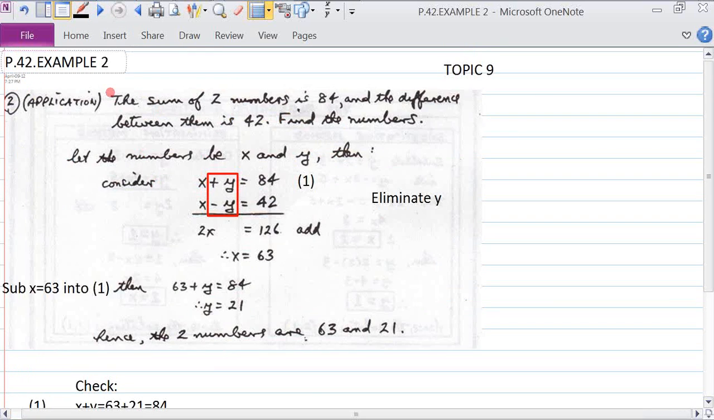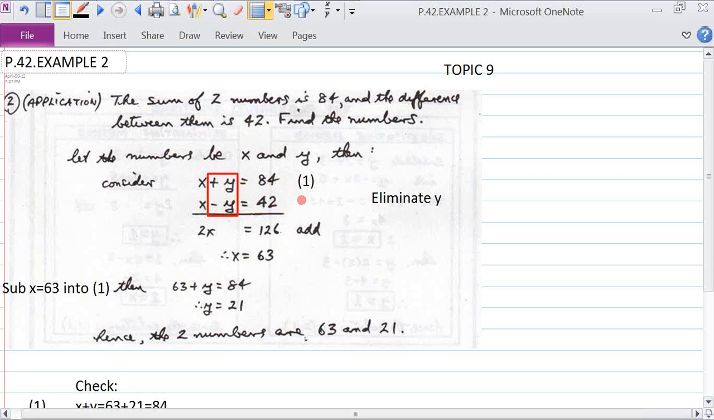Another application in order to do the solution is we're told, in a word problem, the sum of two numbers is 84. So if we let x be the first number and y the second number, x plus y equals 84. And the difference between them, in other words, if we subtract y from x, is 42. So we have the sum of the numbers and we have the difference of the numbers. Difference means if we subtract one from the other. So x minus y is 42 and x plus y equals 84.